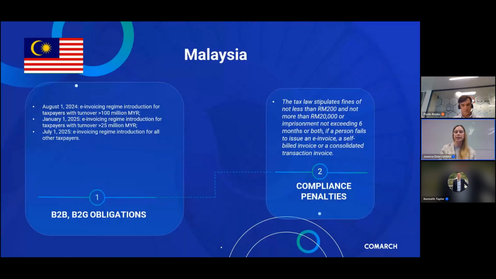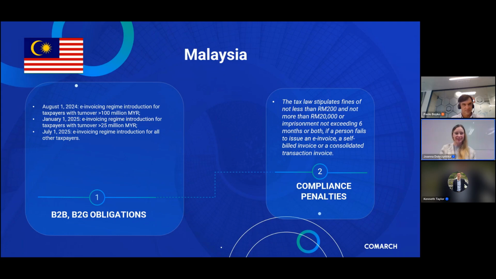They have also implemented invoicing mandates for the B2B sector quite recently. Actually, it happened in August 2024, so this year, and we are still in the pilot phase. The fines there for non-compliance are between 200 and 20,000 Malaysian ringgit, so it's between 50 and 5,000 US dollars, or you can also go to prison, but only for 6 months. So this is very interesting.